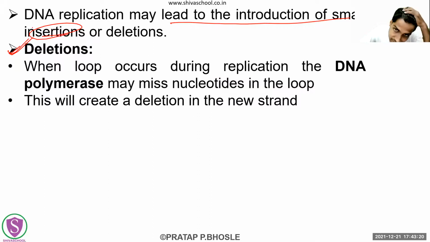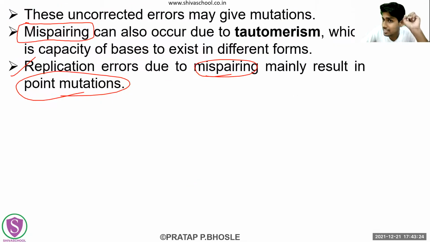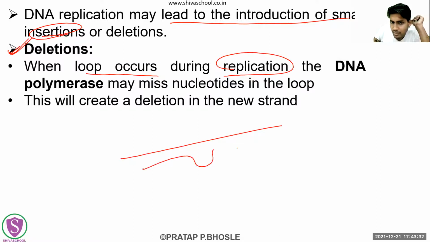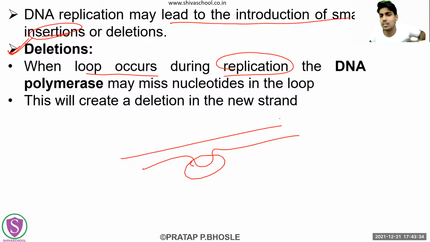So what is happening in the deletion? These DNA replication errors occur because of this. Deletion में क्या हो रहा है? When the loop occurs during the replication, whatever we have just talked about, कि ऐसा जब looping होगा, of that DNA का, then the DNA polymerase may miss nucleotides in the loop. इस loop में जो nucleotides हैं, that may be missed by the DNA polymerase. ठीक है?